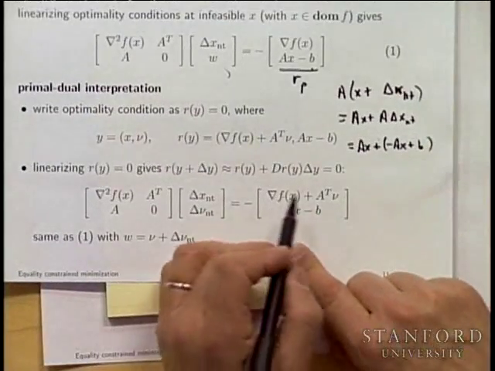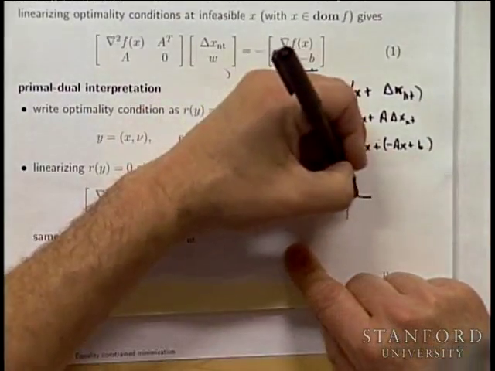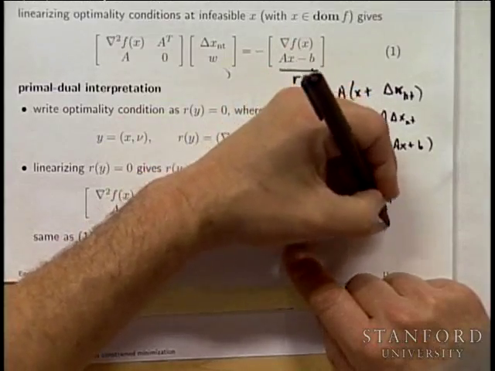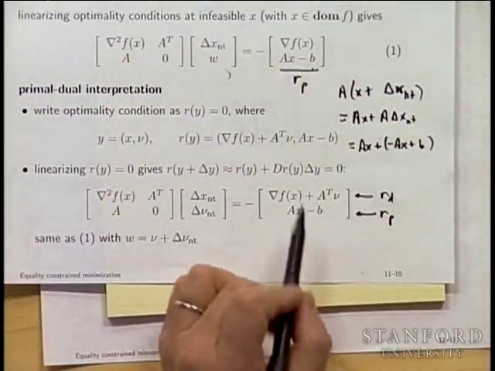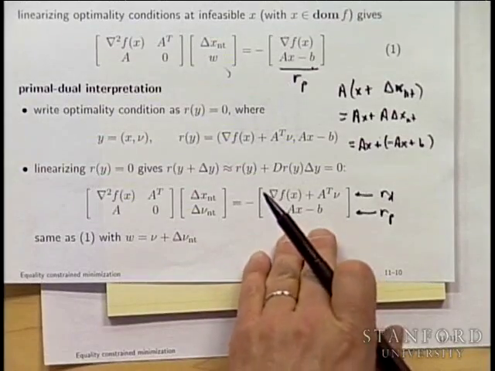No, I'm missing something. This is not quite it. Sorry, you have to add plus. There it is. Sorry, it's right there. That's R dual, and that's R primal. Okay. So when you run one of these, you want to look at R primal and R dual.